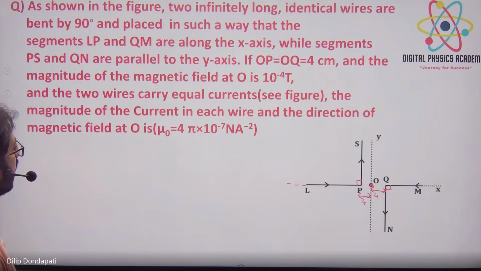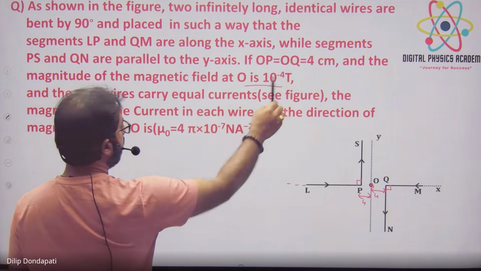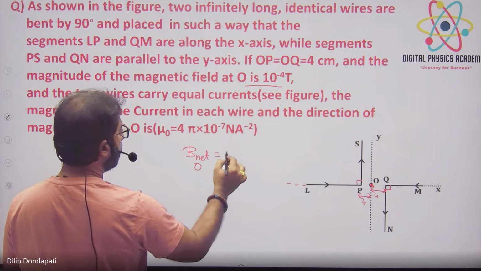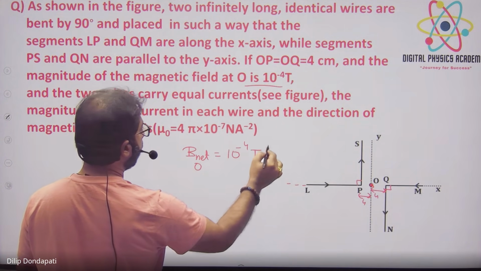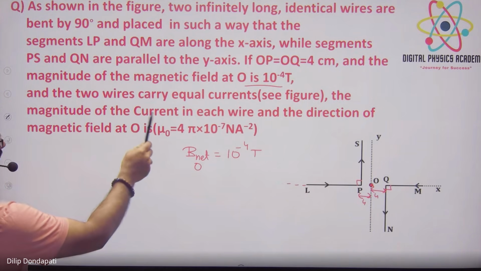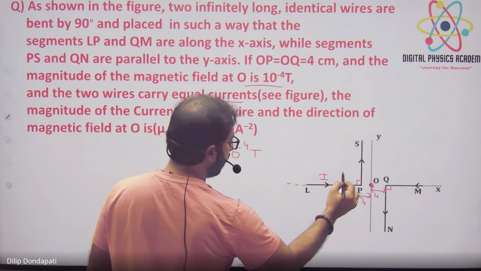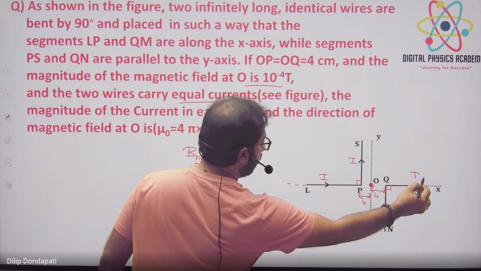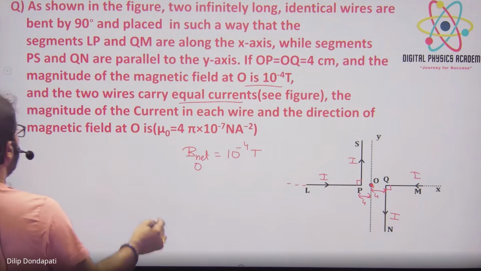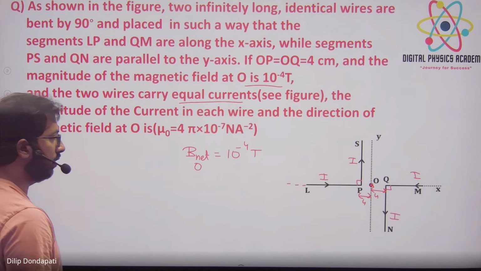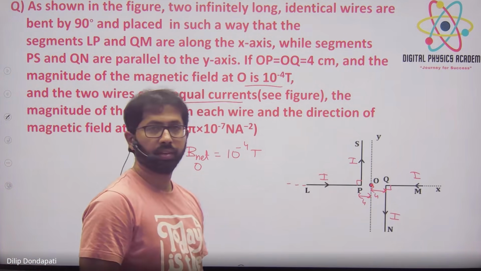The net magnetic field at O is also given as 10 power of minus 4 Tesla. Two wires carry equal currents, both equal currents, say I and I. The magnitude of current in each wire and the direction of magnetic field at O is asked. I want to find the current, I.